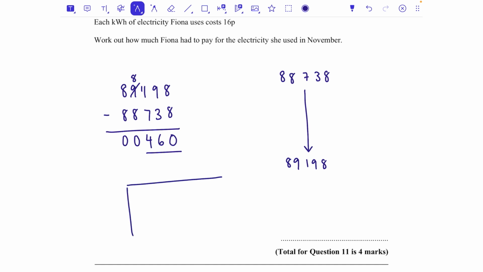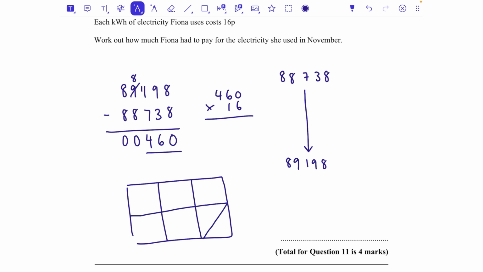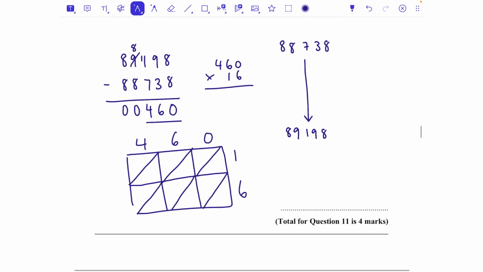So I'm going to do a multiplication here. You can either do 460 times 16 like this, but I know a lot of students find it easier to use the lattice method here. So each box gets split diagonally like this, and I'm going to write 460 across the top. That's why I've done 3 boxes wide, and 16 here. That's why I've done 2 boxes going down, and make each of those lines a little bit longer.